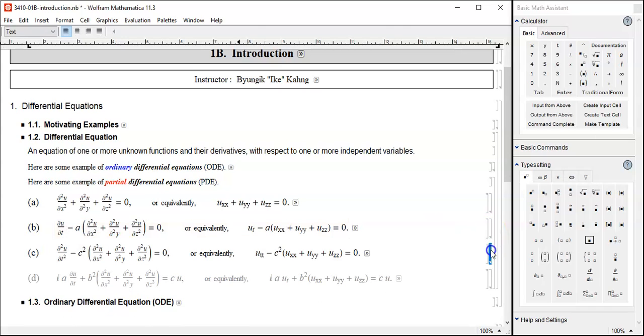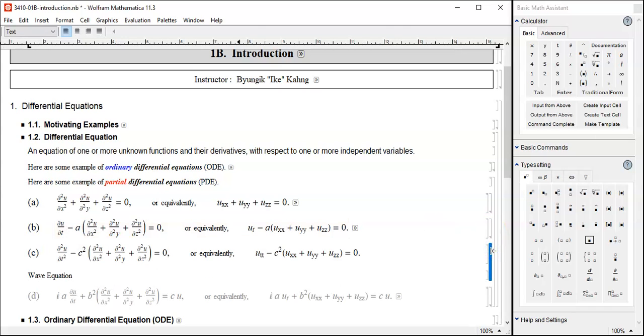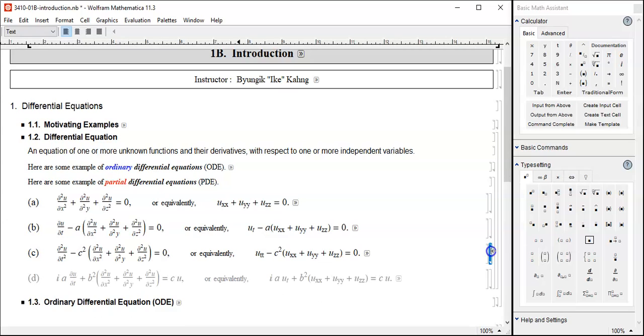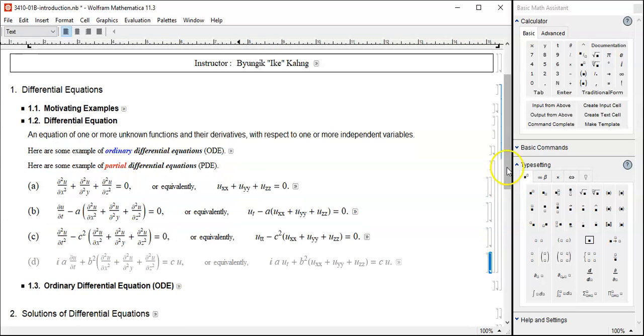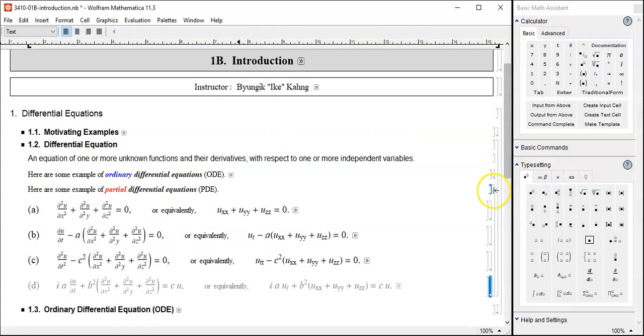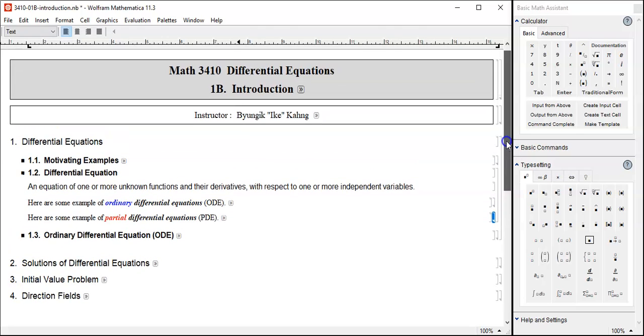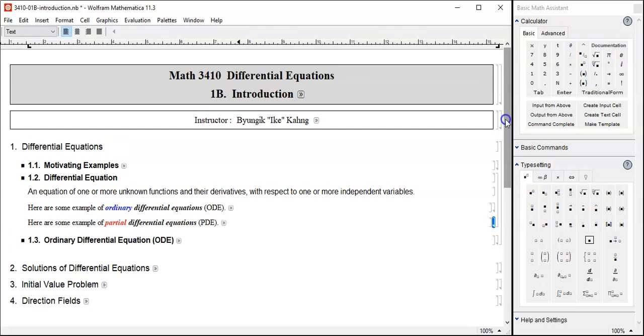Next example is wave equation, and this is again 3D. For example, sound wave propagating, those kinds of things. And the last example here is an example of Schrödinger equation, a simplified version, but I'm not going to talk too much about it. It's quantum mechanics, and my knowledge there is limited, so let's leave it at that.